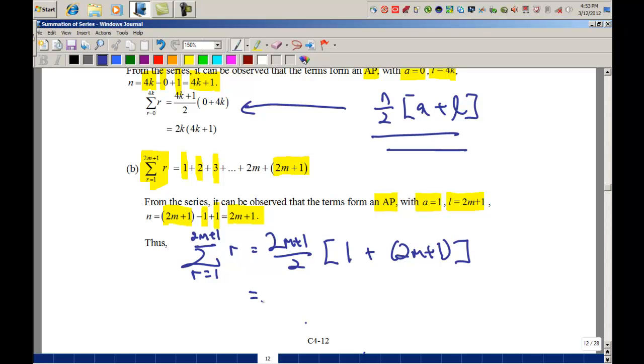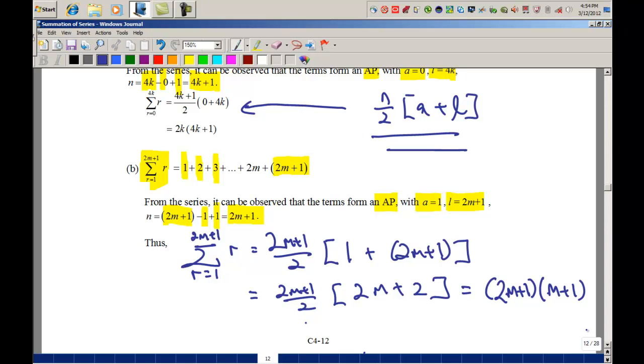Okay, then you realize that you can simplify the term inside. What do you have inside? You have 2n plus 2. And the 2 inside can cancel the 2 outside. So you have 2n plus 1 times n plus 1. Done.